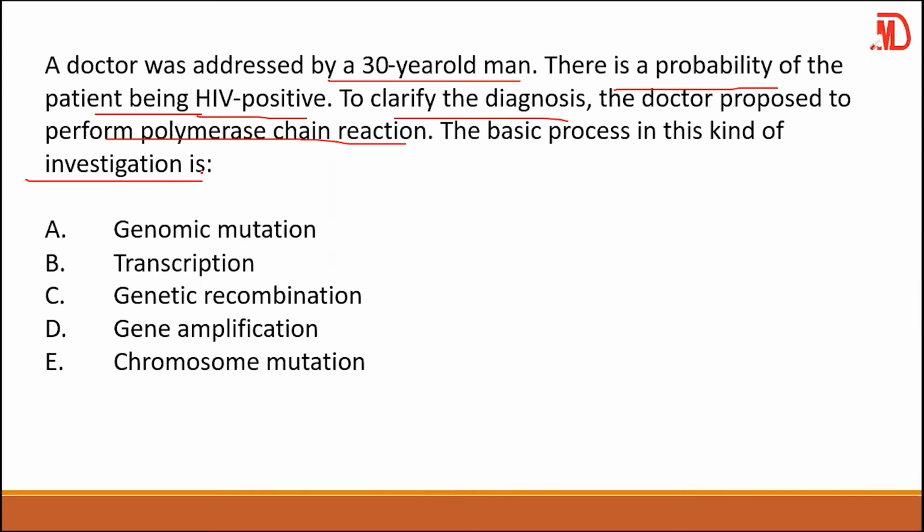Using PCR, we are able to achieve that. And this method of making multiple copies of a specific DNA segment is known as gene amplification. That is why we do PCR: gene amplification, the mechanism for us to achieve multiple copies. So your answer here is D.